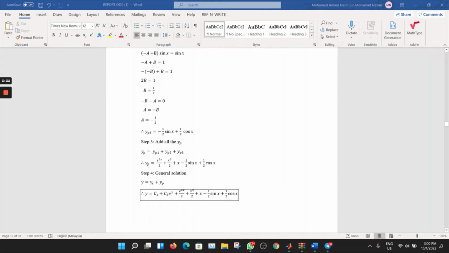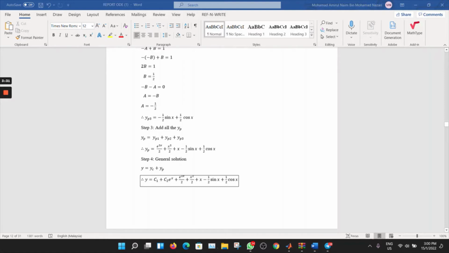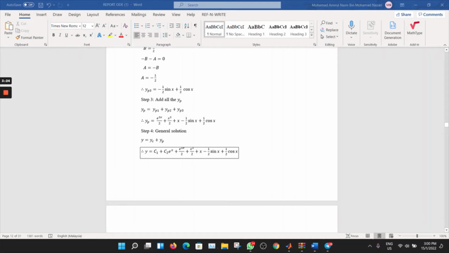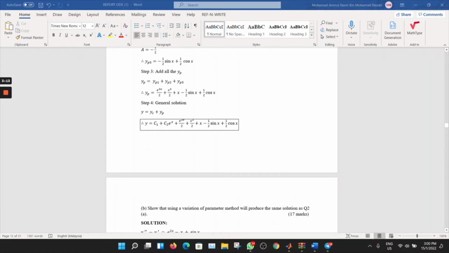The next step, step 3, is to add all the yp. So yp equals yp1 plus yp2 plus yp3, which is e to the 2x over 2 plus x squared over 2 plus x minus 1 over 2 sin x plus 1 over 2 cos x. The general solution is y equals yc plus yp.